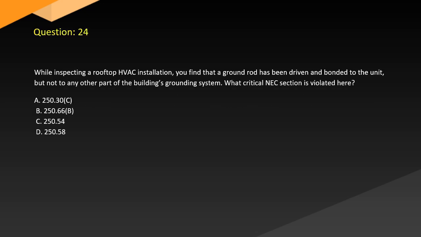Question 24. While inspecting a rooftop HVAC installation, you find that the ground rod has been driven and bonded to the unit, but not to any other part of the building's grounding system. What critical NEC section is violated here? A. 250.30 B. 250.66 C. 250.54 D. 250.58.